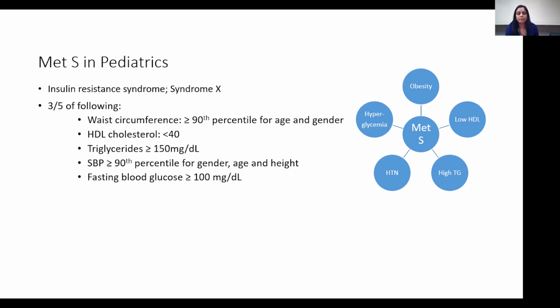To define metabolic syndrome, you have to have 3 out of 5 factors. One is abdominal obesity. We do have AAP growth charts for waist circumference, and if it is more than the 90th percentile for age and gender, that is one of the factors. Second is HDL less than 40. Triglycerides more than 150, and systolic blood pressure more than the 90th percentile for gender, age, and height, because this is all age, height, and gender specific. So that's why we cannot just throw a number like, more than 130 or something like that. And the last one, but not least, is fasting blood glucose more than 100.